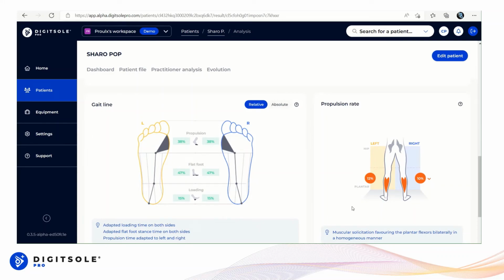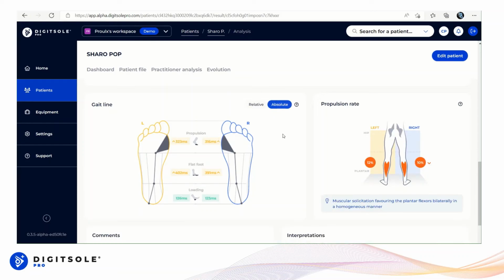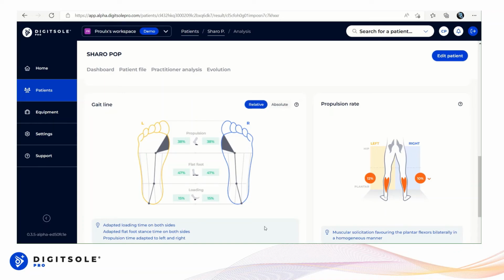Scrolling down a little bit further, we see we have a gait line, and so the gait line is considered to be the center of pressure as we're moving through that stance phase, right? And it's broken down into loading, flat foot, and propulsion. So loading is going to be upon heel strike, and what we have shown and represented here in the percentage is the relative. So this is the percentage of time in the loading phase, the flat foot, and the propulsive phases. If you'd like, you can click on the absolute, and that's going to actually give you the time frame within that particular phase. We'll go back to relative, and again, you can look at either view depending on what it is that you're trying to accomplish.